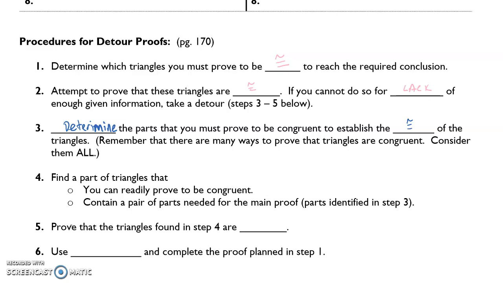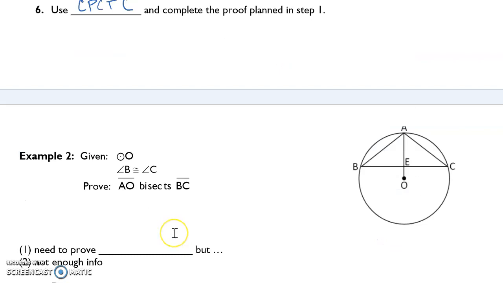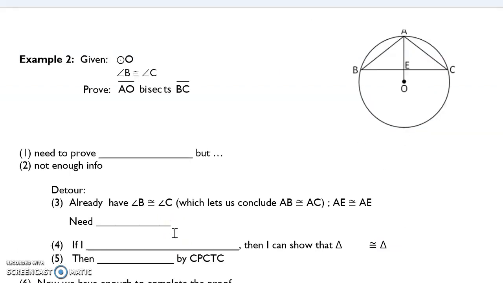Once I know the triangles, go ahead and prove that those two are congruent. And then I can use CPCTC to finish the proof. All right, let's put that into action on the next page.